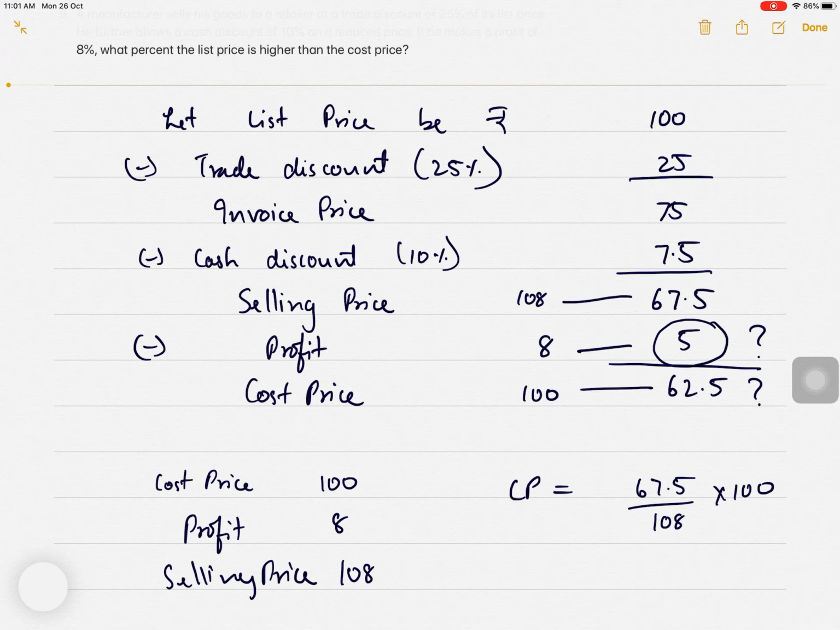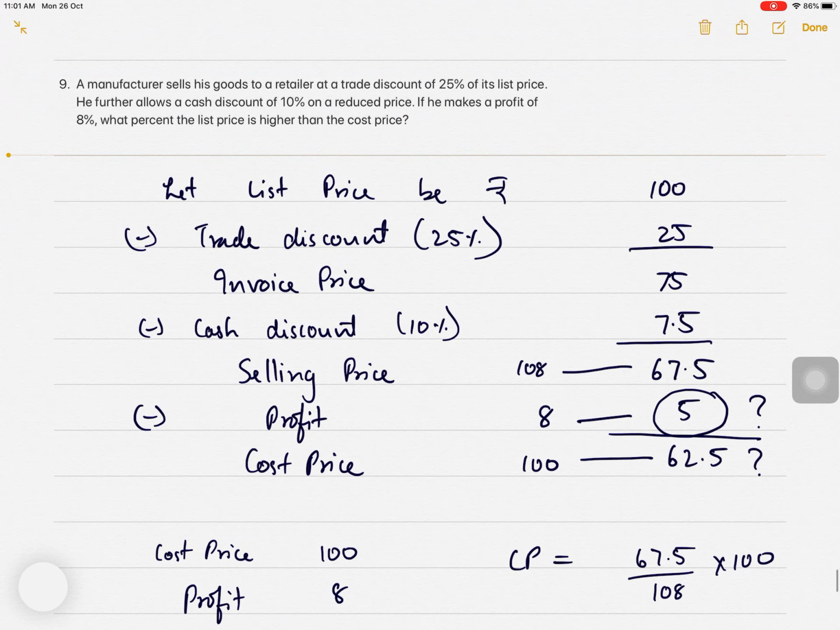Okay. This is the balancing figure. I mean, this is the difference. Now you know all the prices. If the list price is 100, cost price is 62.5 and selling price is 67.5. Okay. Now what is asked?